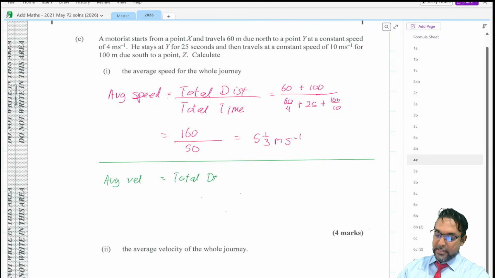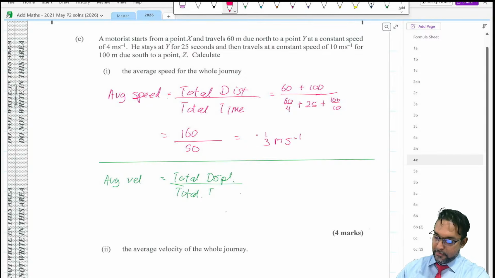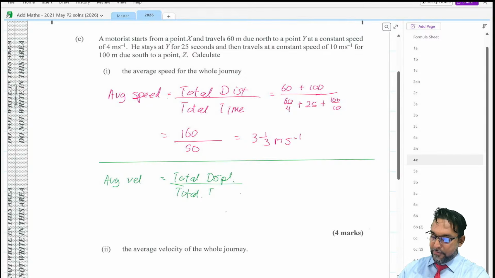So total displacement over total time. 160 divided by 55 is 3 and a third. Like, how is it 3 and a third? 3 and a fifth. What? 3.2, yes.